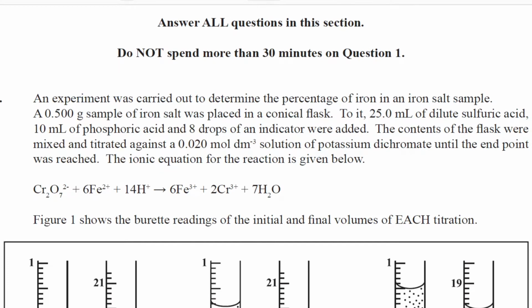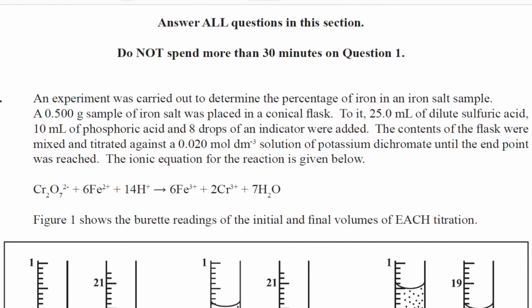A 0.500 gram sample of iron salt was placed in a conical flask. To it, 25 mL of dilute sulfuric acid, 10 mL of phosphoric acid, and 8 drops of an indicator were added. The contents of the flask were mixed and titrated against a 0.02 moles per dm³ solution of potassium dichromate until the endpoint was reached.